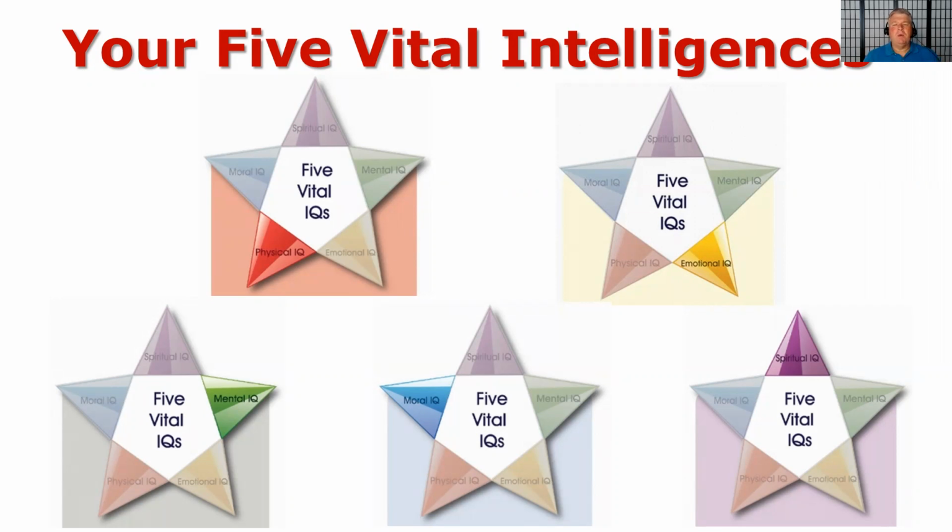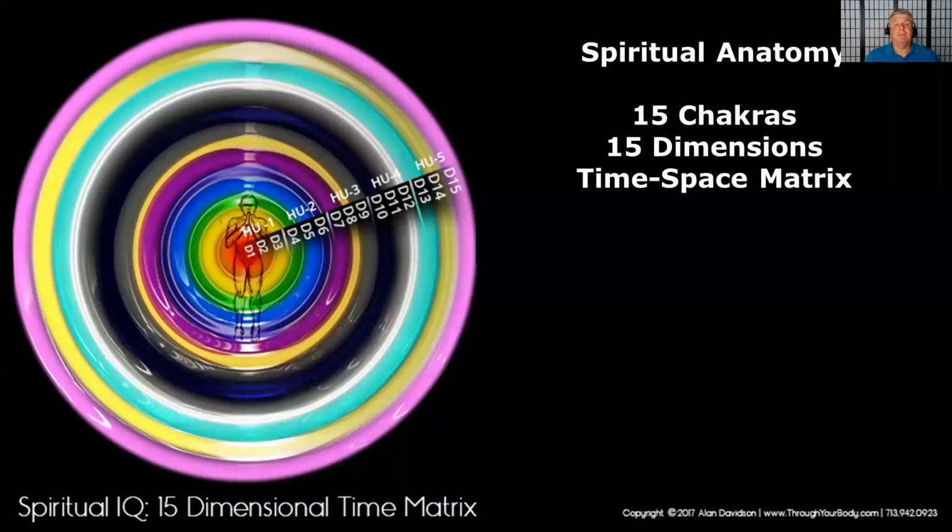And so when we are activating our most radiant and enlightened selves, we want to make sure that we're activating them physically, emotionally, mentally, morally, and spiritually. And when we're clearing blocks, we want to make sure that we're also clearing those blocks physically, emotionally, mentally, morally, and spiritually, at every level of awareness and every level of being. So let's dive into the map that I use for our spiritual anatomy, our spiritual intelligence.